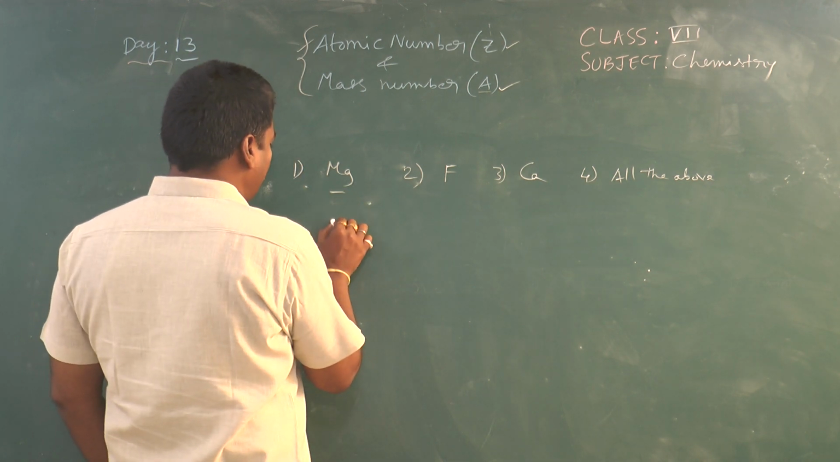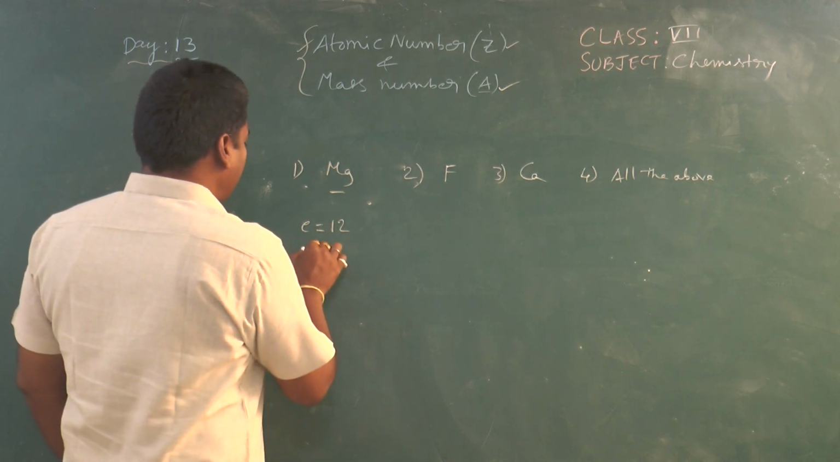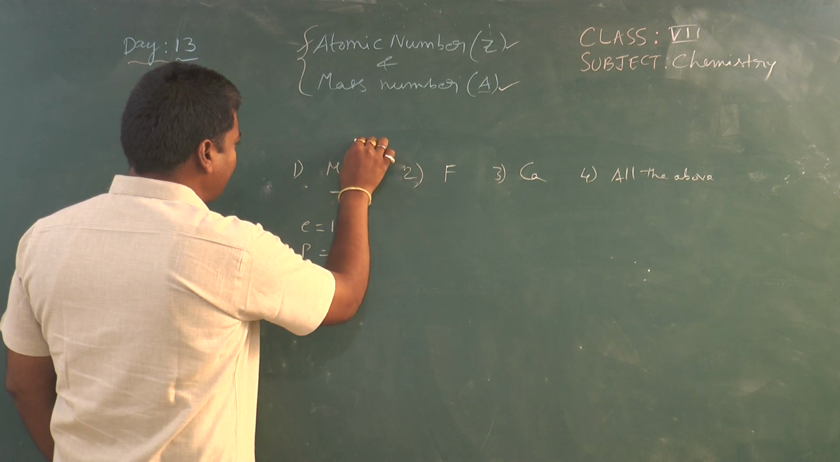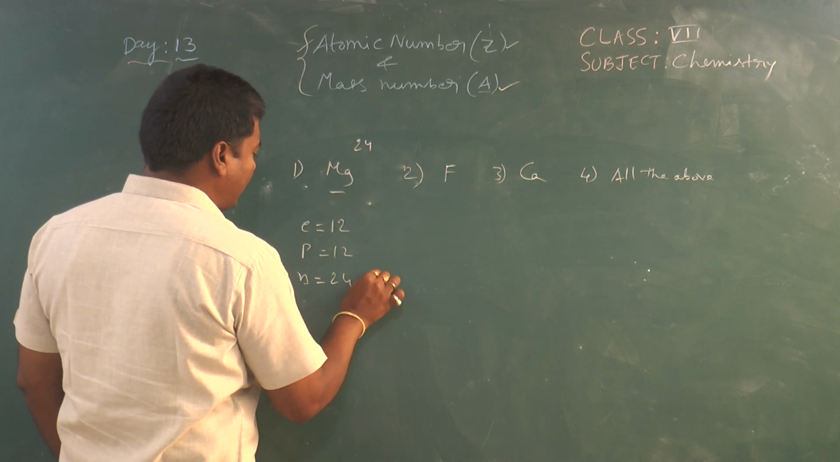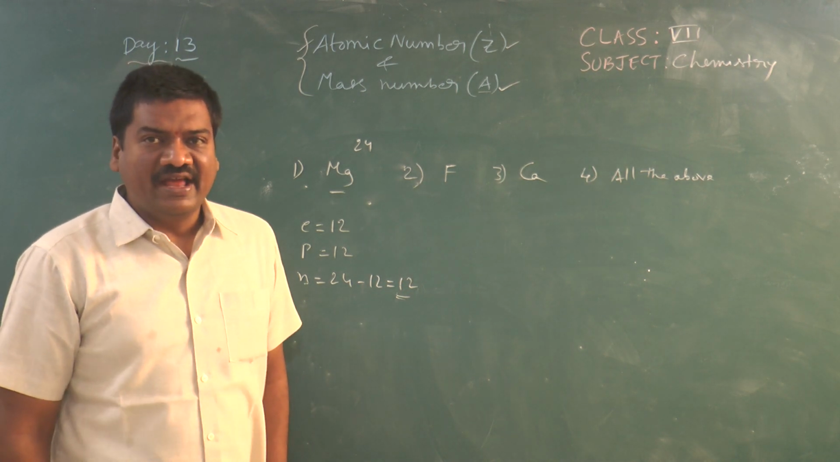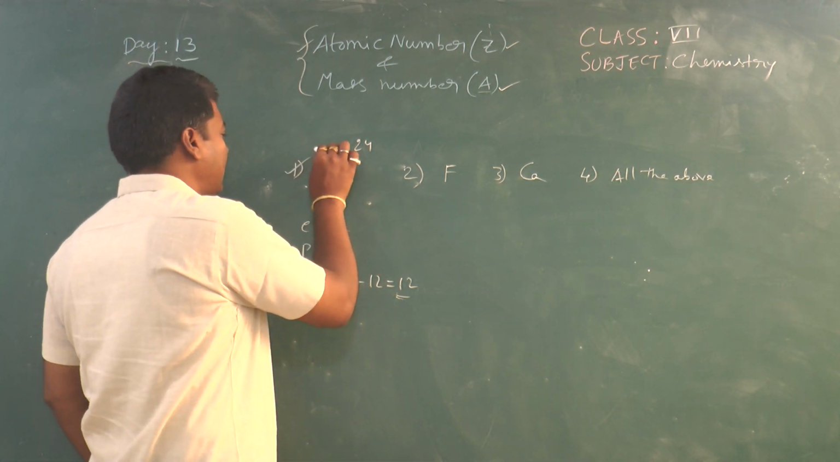For magnesium, the atomic number is 12, so the number of electrons is 12 and the number of protons is also 12. The mass number for magnesium is 24, so the number of neutrons is 24 minus 12, which is 12. So for the magnesium atom, the number of electrons equals the number of protons equals the number of neutrons. Then I can take the first option as an answer.